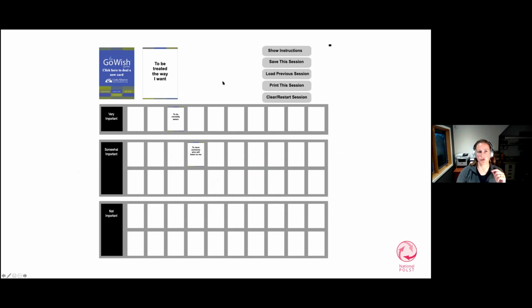This card is to be treated the way I want. And you need to drag that card either into the very important row, the somewhat important, or the not important. There's 40 of these cards. And once you're done, you're only allowed to do, for example, 10 very important. It gives a really good snapshot that I attach to my advanced directive. And in my experience as legal counsel in so many patient conferences, this is going to be the most valuable thing I can give for my surrogate and team to say, this is what I care about.